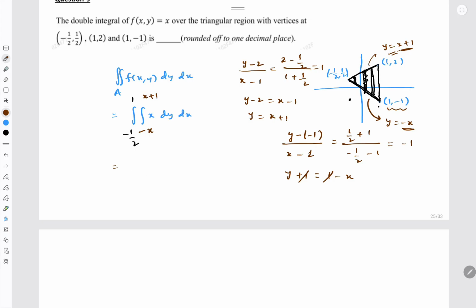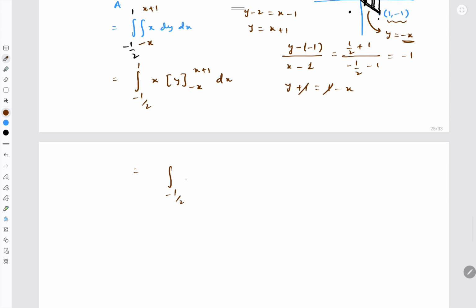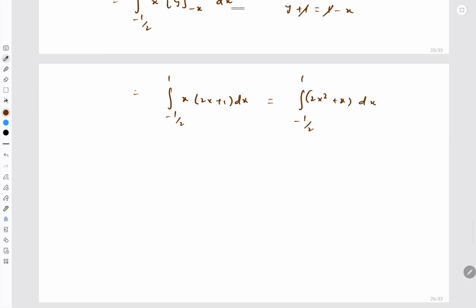So let us perform this integration. First, integrating x with respect to y. So this is minus 1 by 2 to 1, x into y from minus x to x plus 1, dx. So it is minus half to 1, x times (x plus 1 minus of minus x), that is 2x plus 1, dx. This is nothing but minus half to 1, 2x square plus x dx. So you can do this: 2 into x cube by 3, minus half to 1, plus x square by 2, minus half to 1.